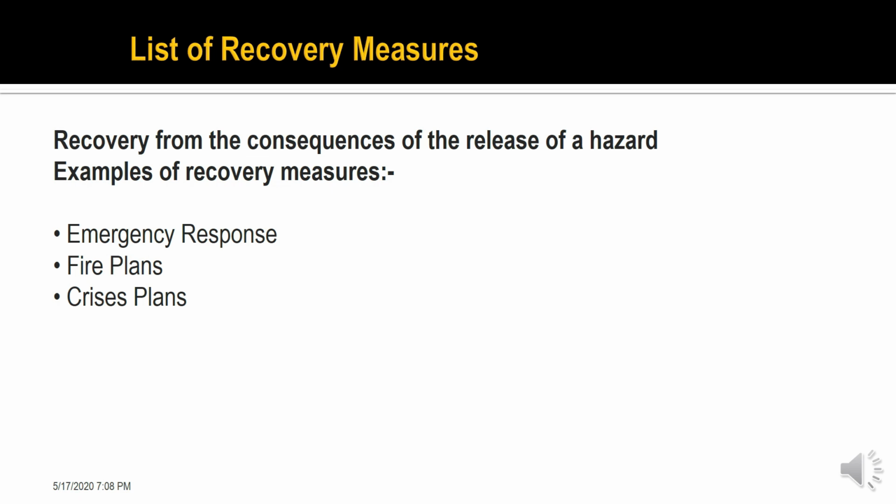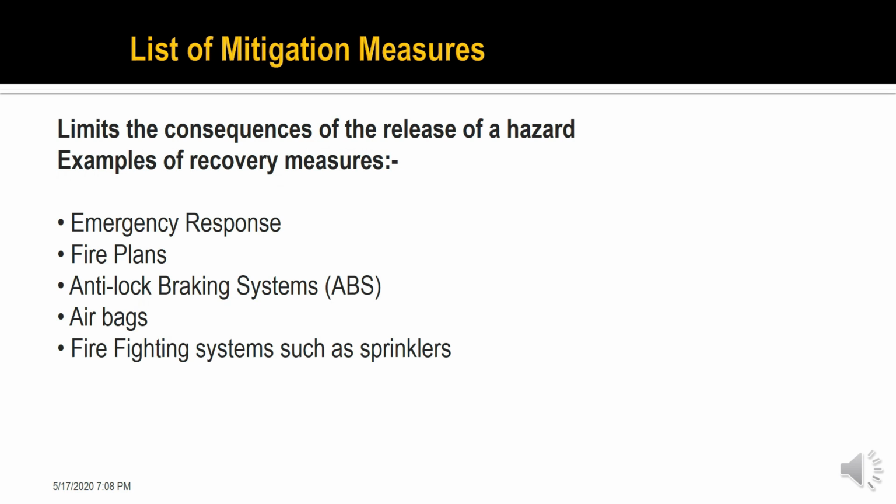Recovery measures. What are recovery measures? Recovery measures are to recover from the consequence of the release of the hazard. Like what? Emergency response plan. This is a recovery measure. Fire plan. It's a recovery measure. Crisis plan. It's a recovery measure. Then mitigation measures. Mitigation measures are to minimize the impact. The emergency response plan could also be a mitigation measure.